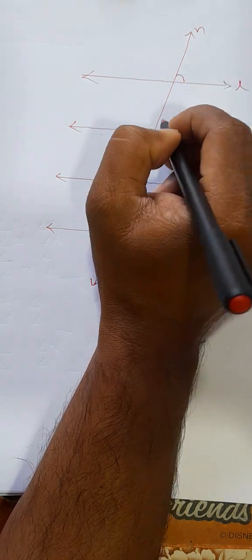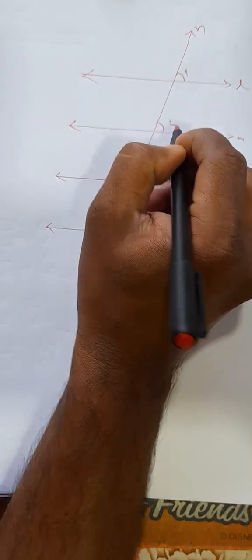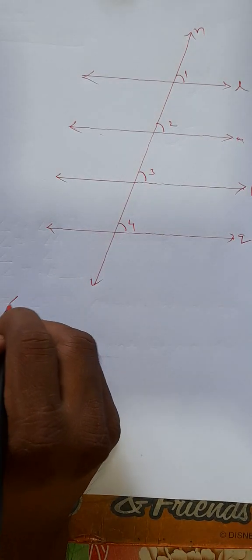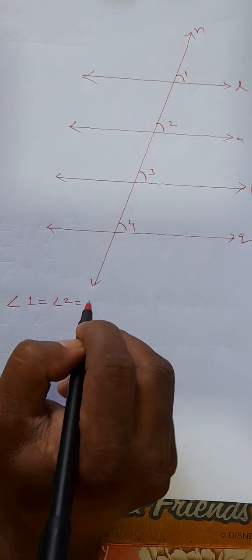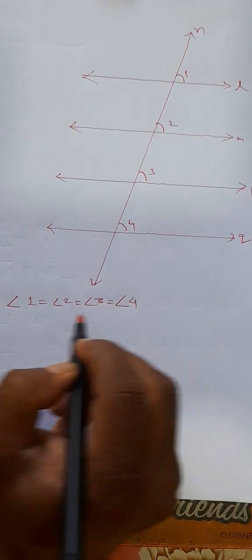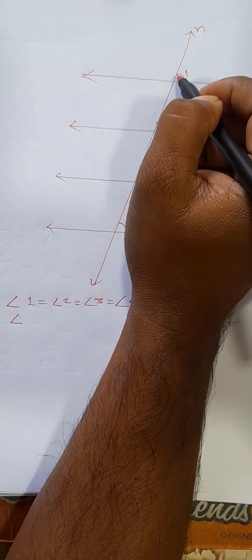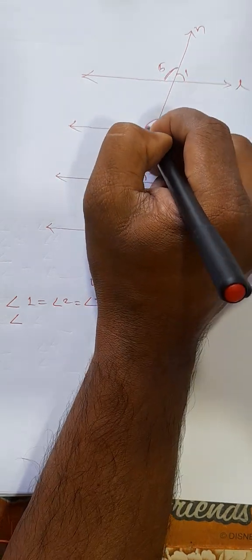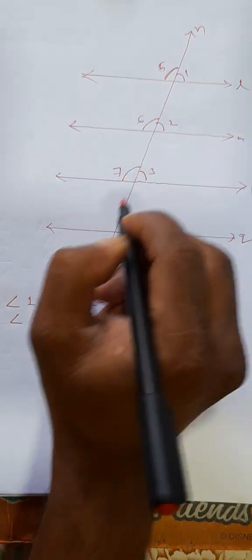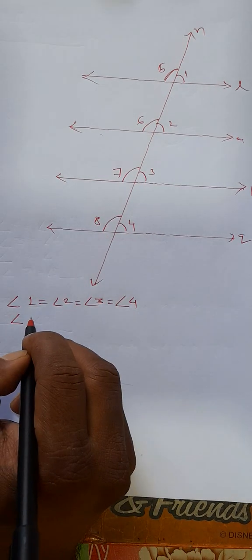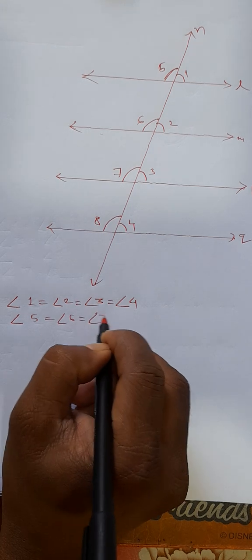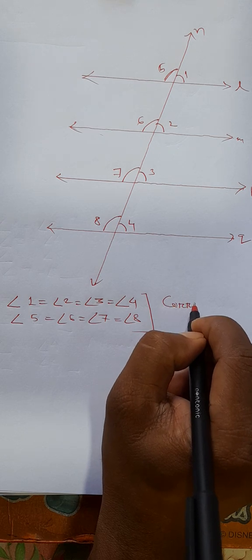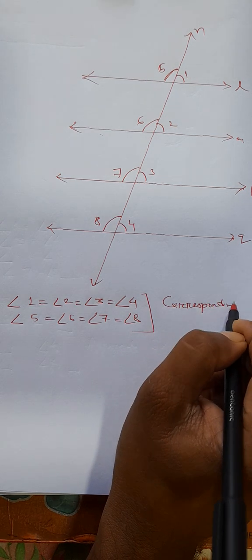Now you can define too many corresponding angles. Angle 1 is corresponding to 2, 3 and 4. So you will write it as angle 1 equal to angle 2, angle 3 equal to angle 4. Similarly, you will find corresponding angles on the other side of the transversal. Say this is 5, this is 6, 7 and 8. So angle 5 equal to angle 6 equal to angle 7 equal to angle 8. These are corresponding angles.